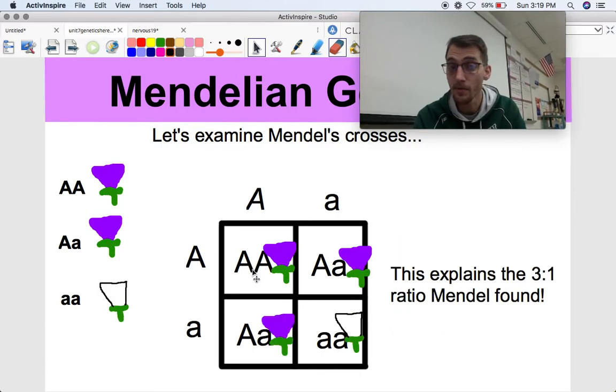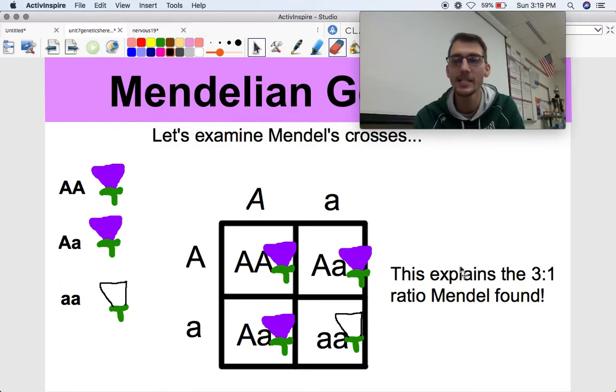This one's going to be purple. It's got two dominant alleles. This one's going to be purple. It's got a dominant allele. This one's going to be purple. It's a heterozygote. It has one dominant allele. And then look at our guy over here. Got two recessive alleles, and thus is going to bring back the white flowered phenotype.